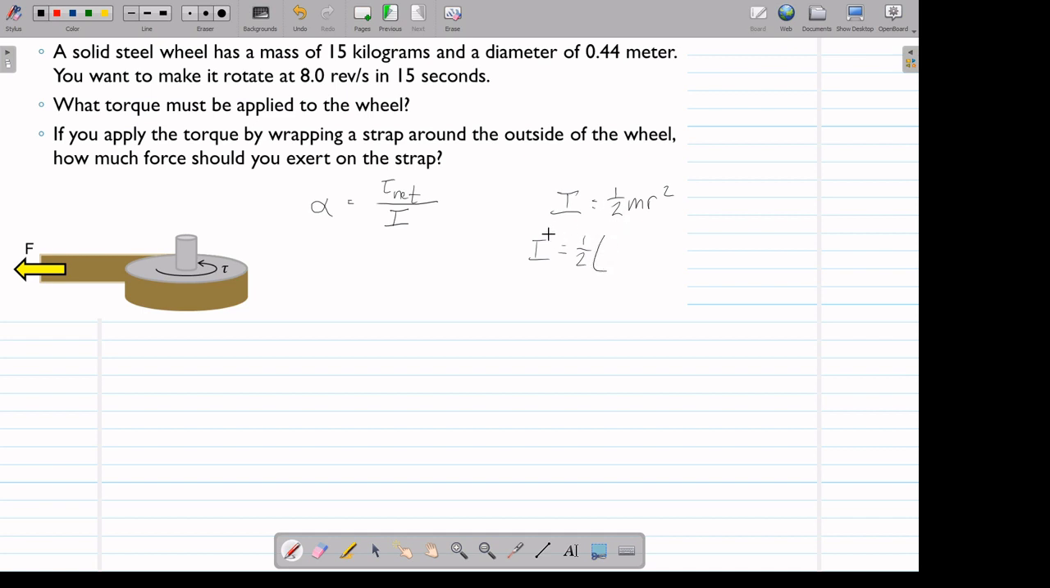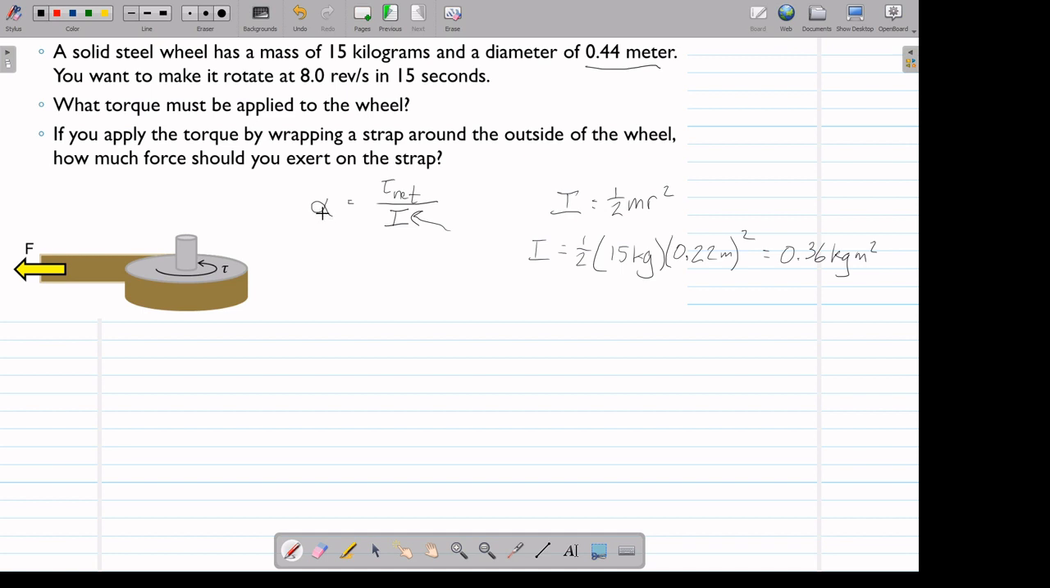The mass of the wheel is given to be 15 kilograms, and the radius of the wheel is half of the diameter. So if the diameter is 0.44 meters, then the radius is 0.22 meters, and we must square that. If we take 1/2 of 15 times 0.22 squared, we find that the wheel's moment of inertia is 0.36 kilograms meters squared. We're going to save that number because we're going to need it later.